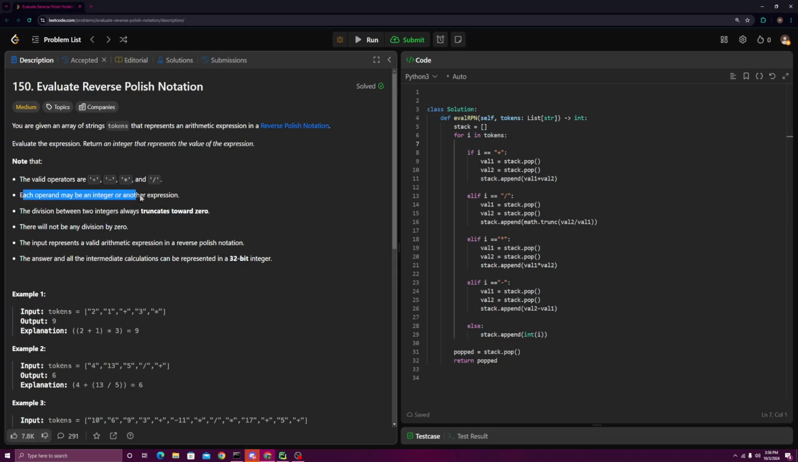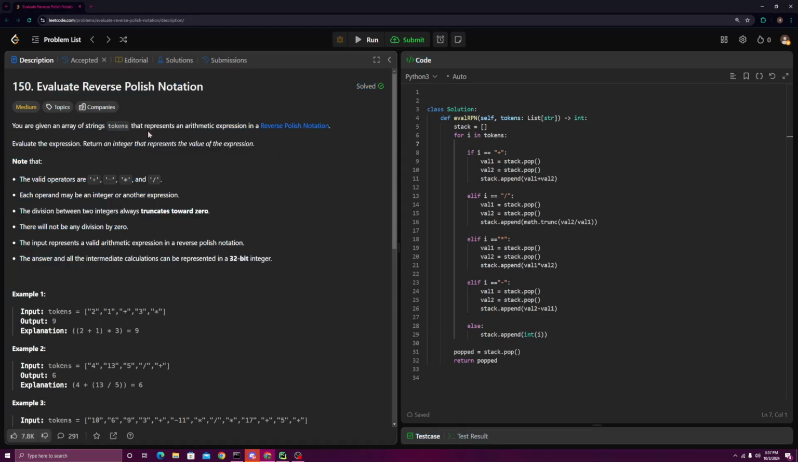Each operand may be an integer or another expression. The division between two integers always truncates towards 0. There will not be any division by 0. The input represents a valid arithmetic expression in reverse Polish notation, and the answer and all intermediate calculations can be represented in a 32-bit integer. So these are just some notes that are going to help us out.